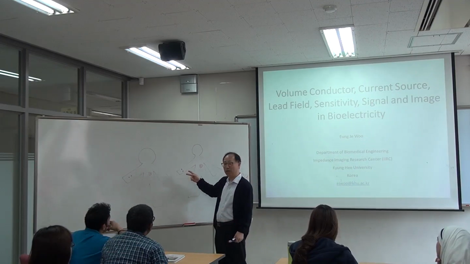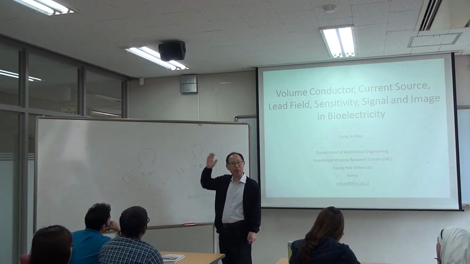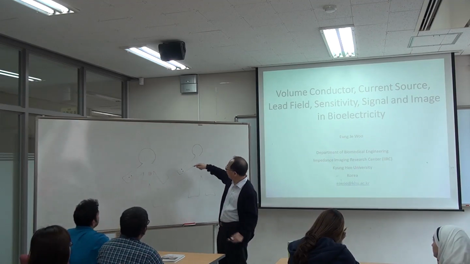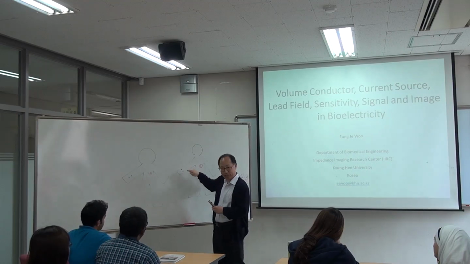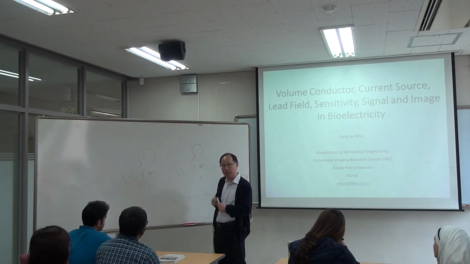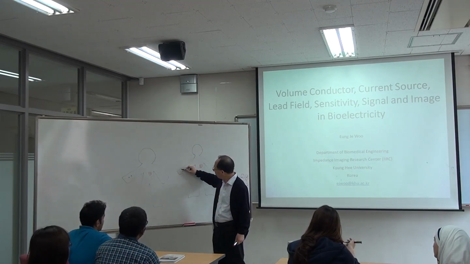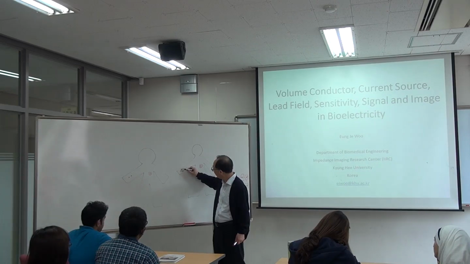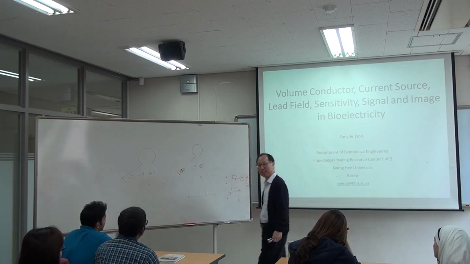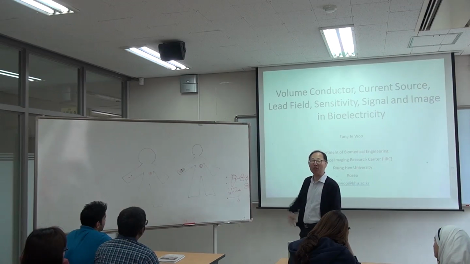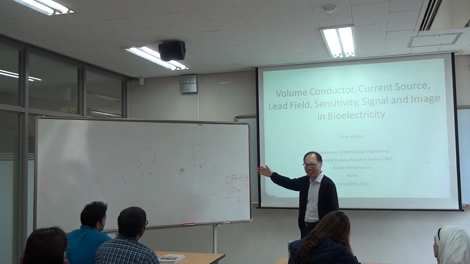So let's do an imaginary experiment. We are injecting current from here to here. Then current enters into the body, and how will it flow? Most of the current will flow like this. In this case, 2 points, one is a source and one is a sink, right?